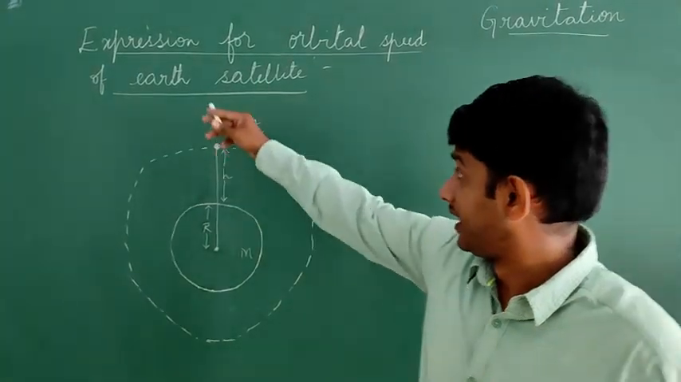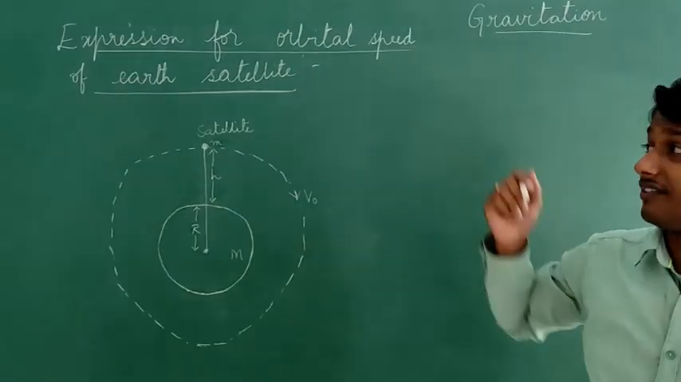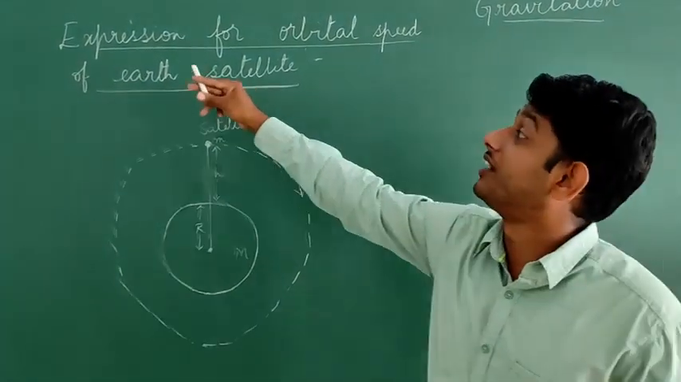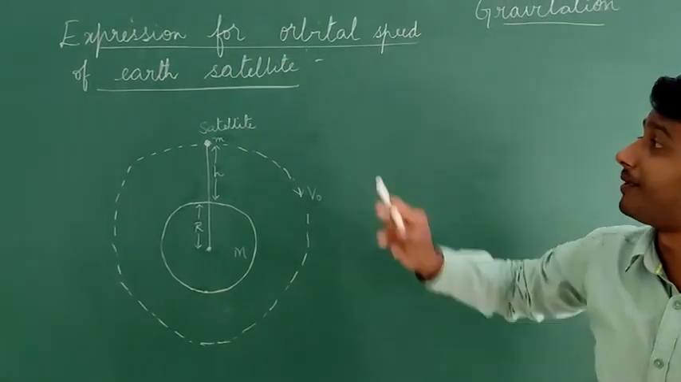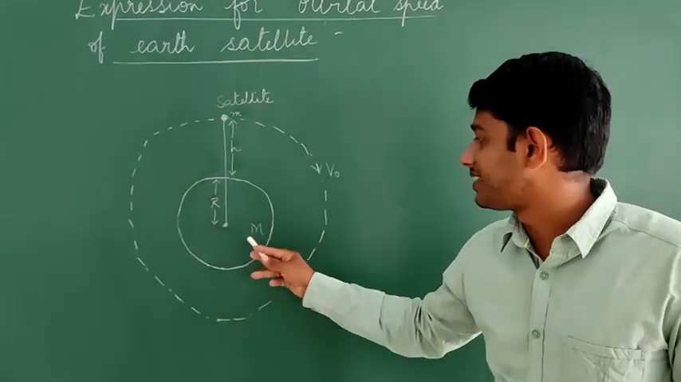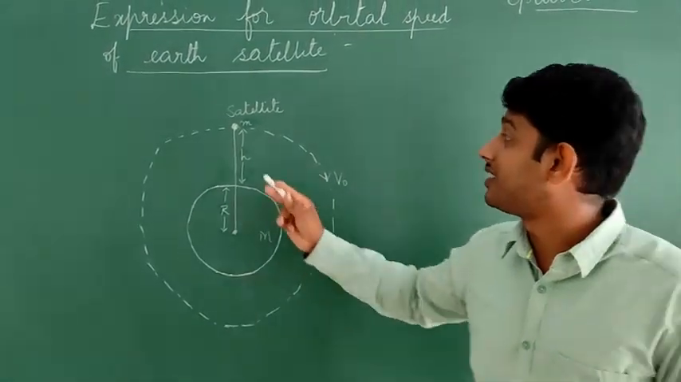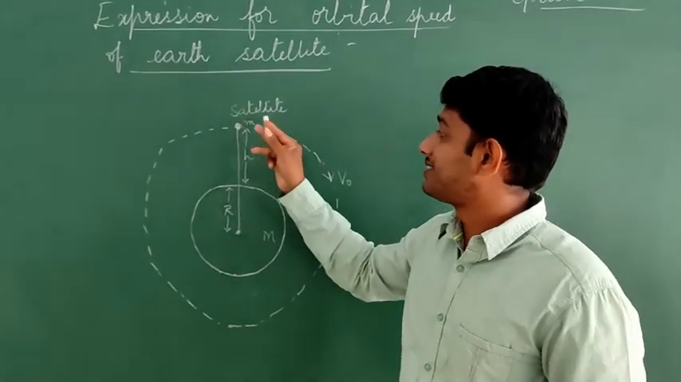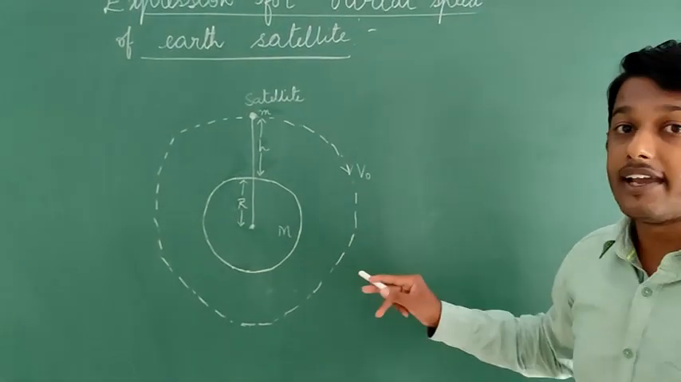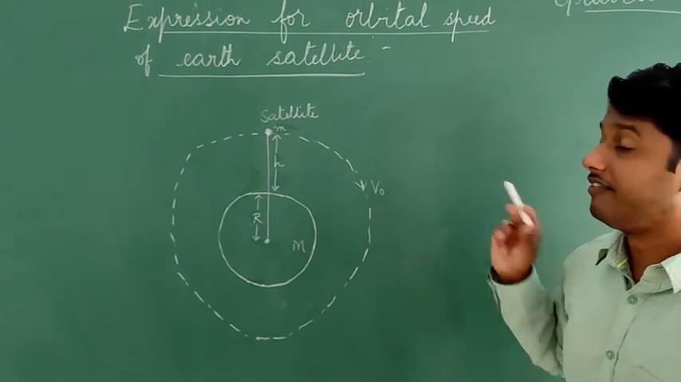Let us derive the expression for the orbital speed of an Earth satellite. So this is our next topic. Let us consider our Earth, which has a mass M and a radius R. Let us also consider a satellite of mass m, at a height h, revolving around the Earth at the orbital speed v0.